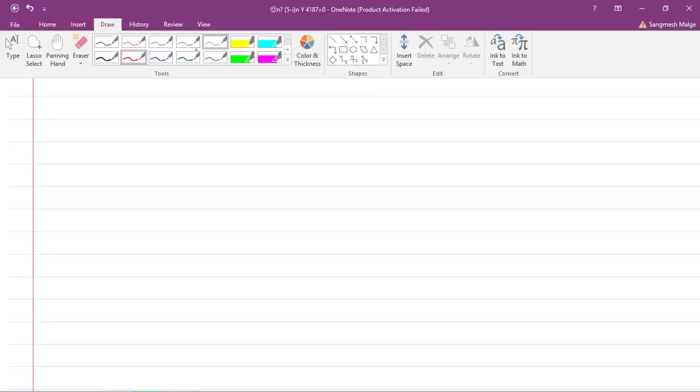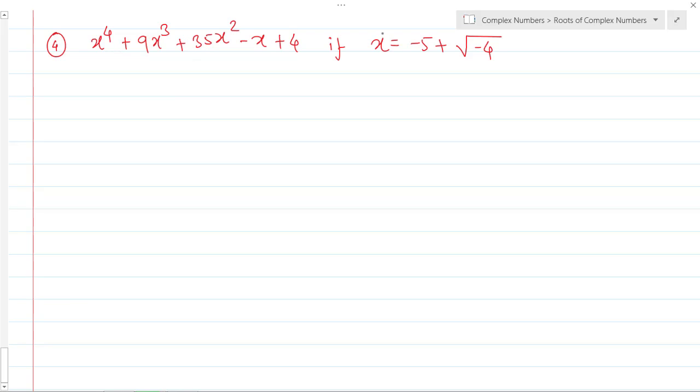Question number 4 says: find the value of x to the power 4 plus 9x cube plus 35x square minus x plus 4, if x is equal to minus 5 plus root of minus 4. So we have to find the value of this polynomial for the given value of x.